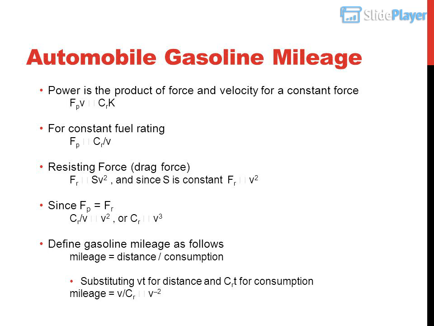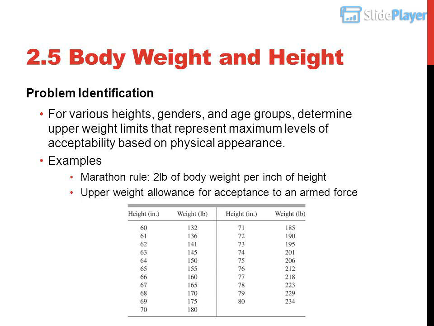Fp ∝ 1/v. Resisting force, drag force. Fr ∝ S v², and since S is constant, Fr ∝ v². Since Fp equals Fr, 1/v ∝ v², or w ∝ S v³. Define gasoline mileage as follows. Mileage equals distance over consumption. Substituting vt for distance and wt for consumption, mileage ∝ v/(S v³), that is, 1/(S v²).